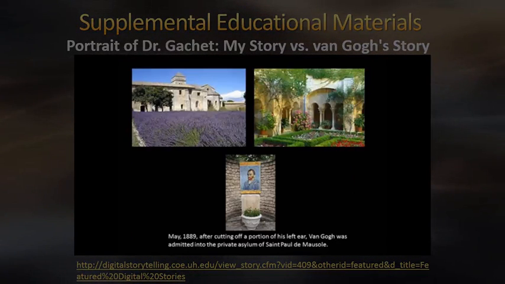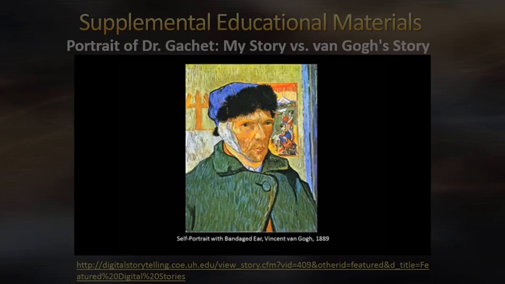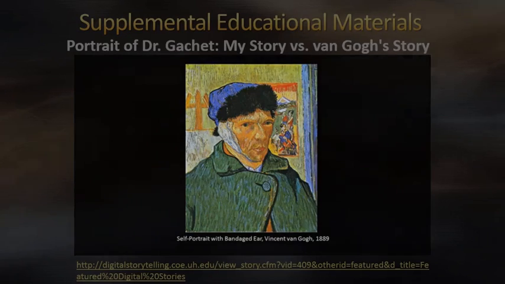To make sense of the portrait, I must briefly describe what occurred in Van Gogh's life a year before the painting was created. In May 1889, after cutting off a portion of his left ear, Van Gogh was admitted into a private asylum, St. Paul de Mausole. The literature is not clear on what drove him to cut off his ear, but it is thought he suffered from epilepsy, melancholy, and/or manic depression.